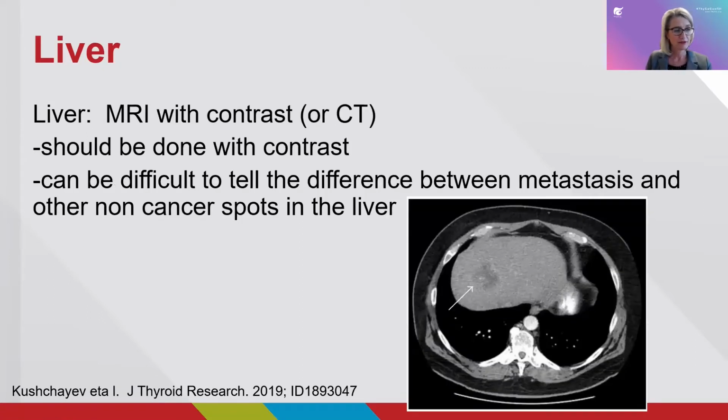The liver, the preferred study is MRI with contrast. Now you can also do CT with multiple phases of contrast, but at least at our institution and most that I work with prefer MRI if we can. That should also be done with contrast, because what you want to be able to do is differentiate between a metastatic lesion or a metastatic spot and other vascular non-cancer spots in the liver. And one of the things that's hardest to differentiate is a bundle of blood vessels called hemangiomas. And so without that contrast, sometimes it's very difficult to tell the difference.